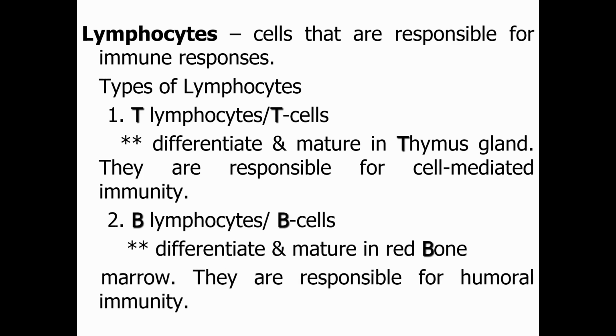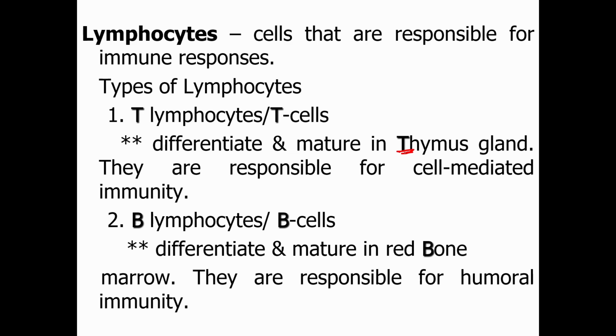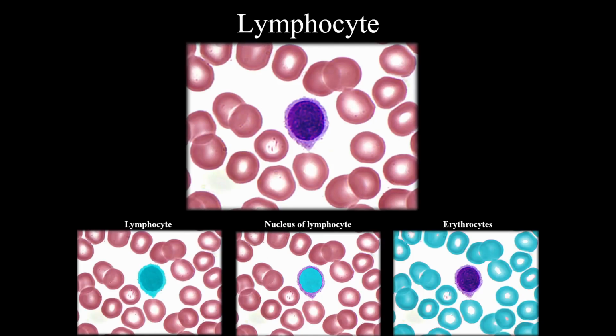So here's a good mnemonic to remember where they come from. Your lymphocytes are specialized cells that are responsible for immune responses. The T lymphocytes, or your T cells, differentiate and mature in your thymus gland, hence the letter T. Thymus, T cell. B cells mature in the red bone marrow, hence they are called B cells. They are also responsible for humoral immunity. So this is the lymphocytes.